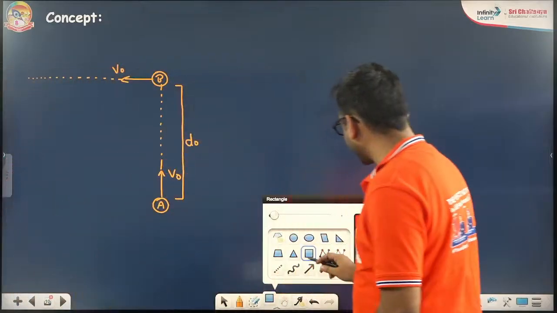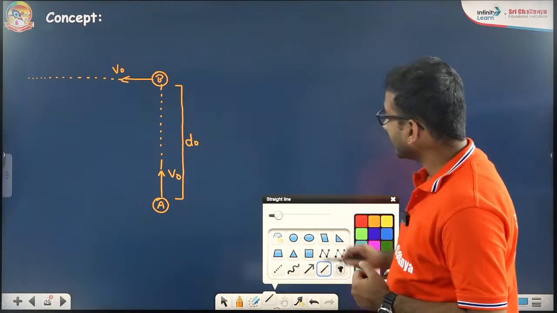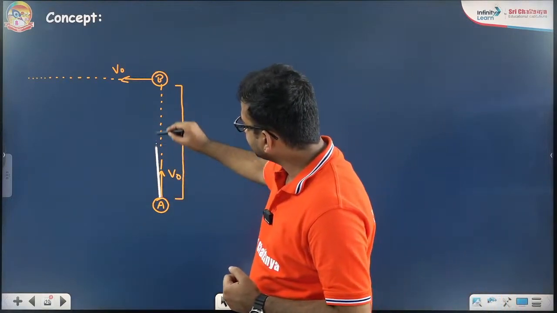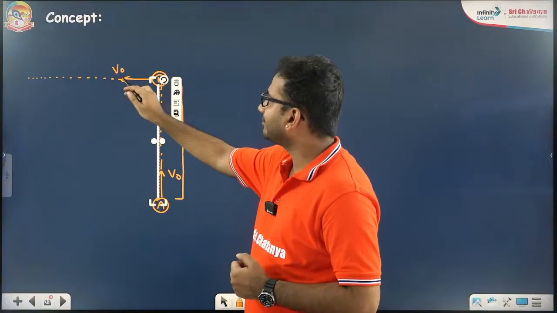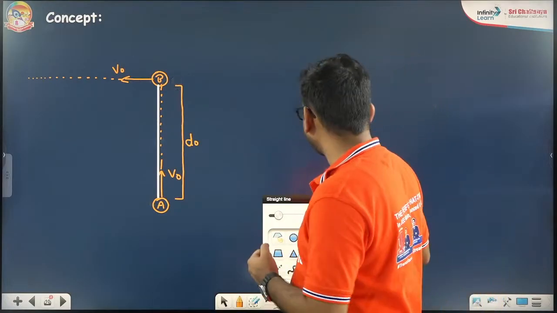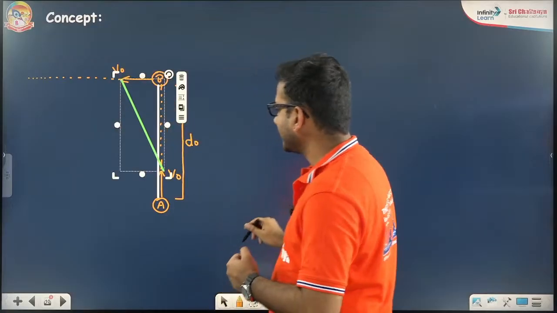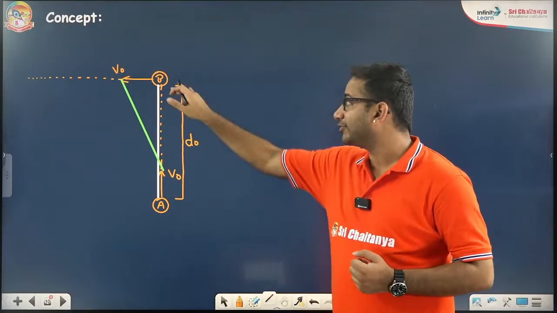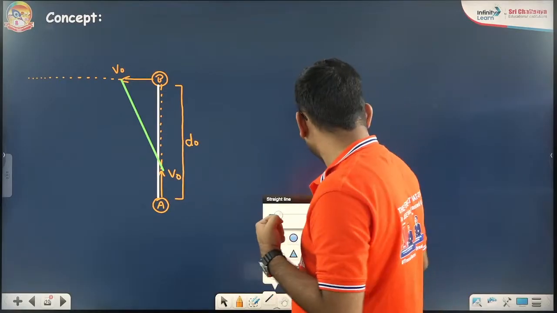I'll mention that separation by taking the help of this solid line. So initial separation between them is this. After a while, B will travel here and A will travel like this. So I will say the separation between them will be somewhat like this. A would have traveled some distance, B also would have traveled some distance. The line joining them will represent the separation.